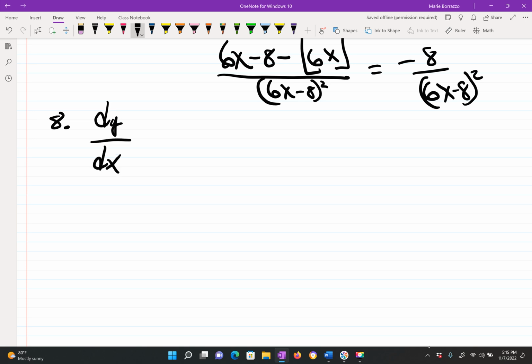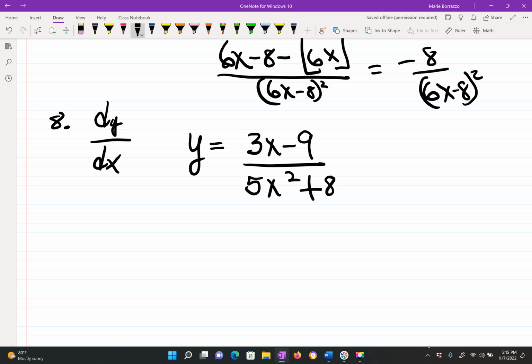Okay, so find dy over dx given y equals 3x minus 9 over 5x squared plus 8. Give it your best, see if you can do it on your own.